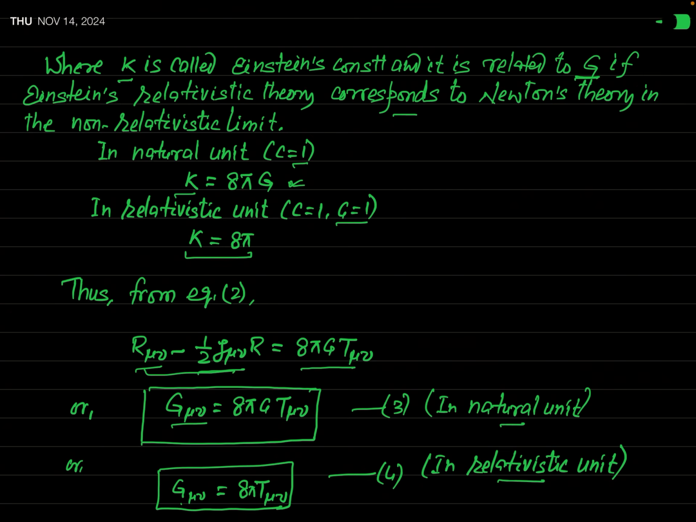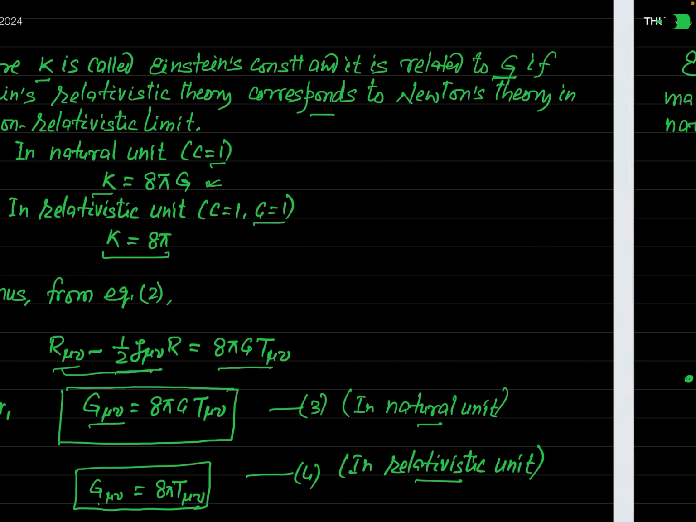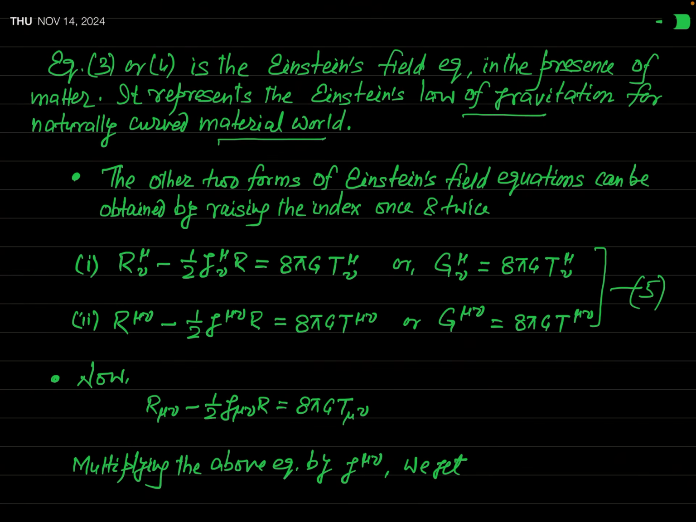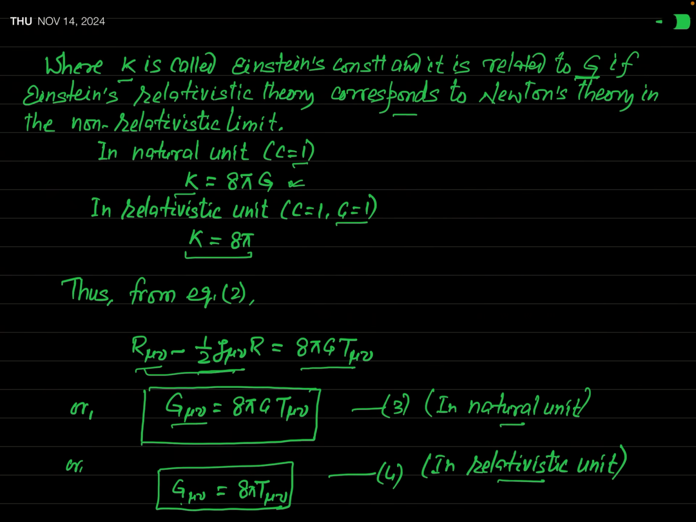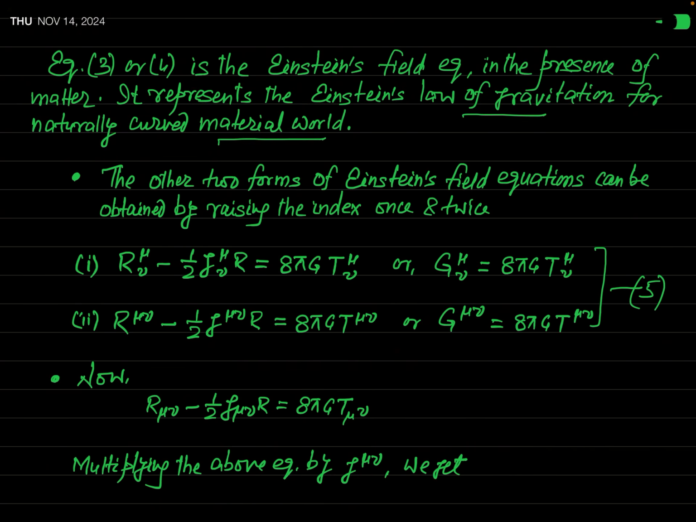Now you can see Einstein's equation has been written in terms of the covariant tensors, but we can write this Einstein field equation in terms of contravariant tensors, in terms of mixed tensors too. For this you can simply raise the indices. When we raise this index mu, then this will be R mu nu, and in each term mu will be raised, and Einstein's field equation will become like this.